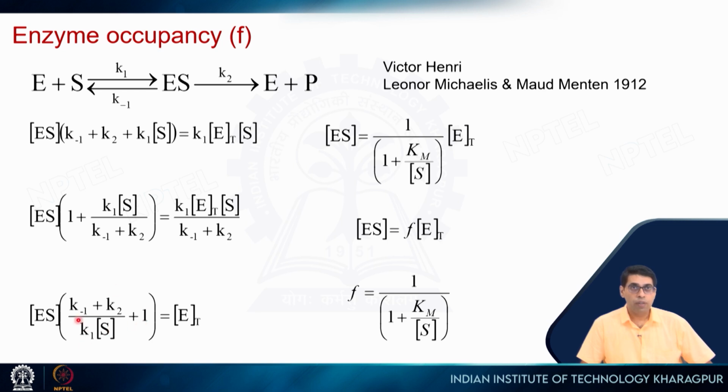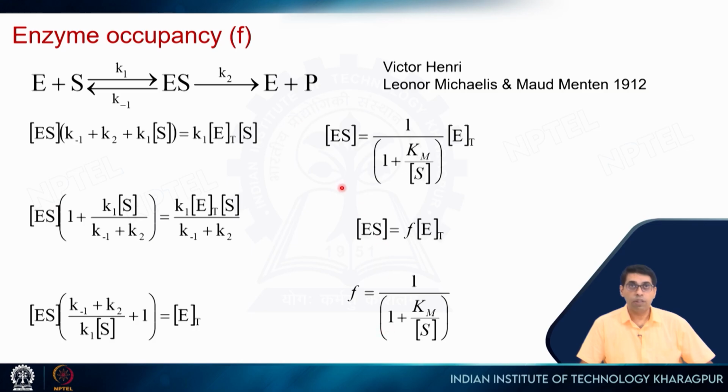Now, we can divide this whole thing on this side, so E total by this. You will remember that K minus 1 plus K2 by K1, these three together we have clubbed into one single constant called the Michaelis constant, which is Km. So, this becomes 1 plus Km by S, which is shown here. So, the enzyme substrate complex equals some constant multiplied by the total enzyme concentration. We can put this as F, where F equals this.